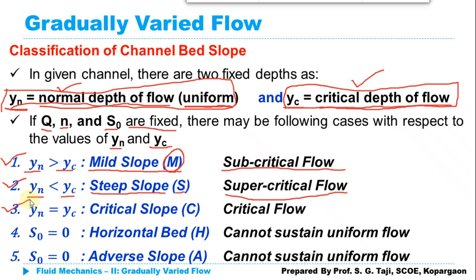In the third condition, yn may be equal to yc, that means the depth of flow is equal to the critical depth. In that case we get critical flow, and if yn is equal to yc, the slope of the channel is said to be a critical slope, which is denoted by capital C. Simply, we are taking the first letter and denoting those slopes by their capital initials.